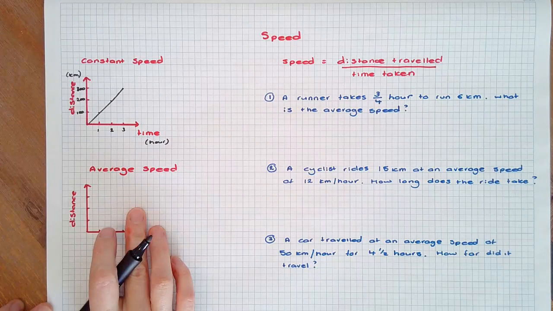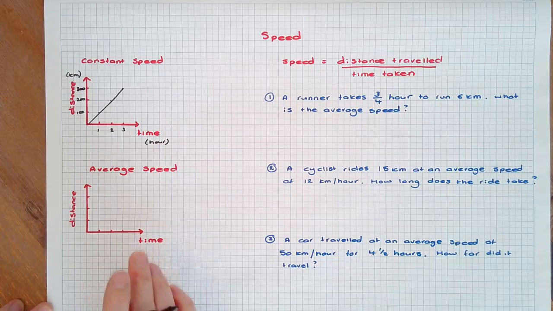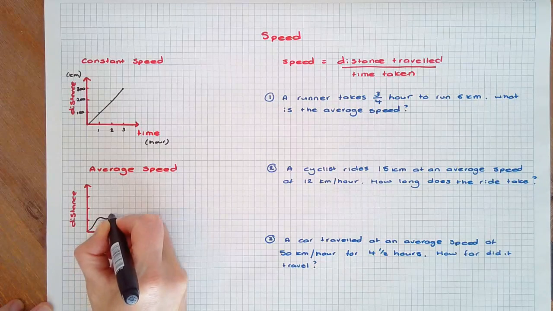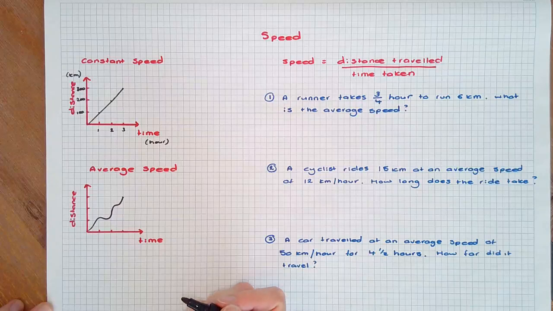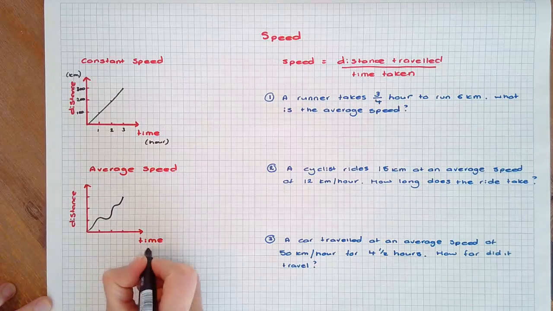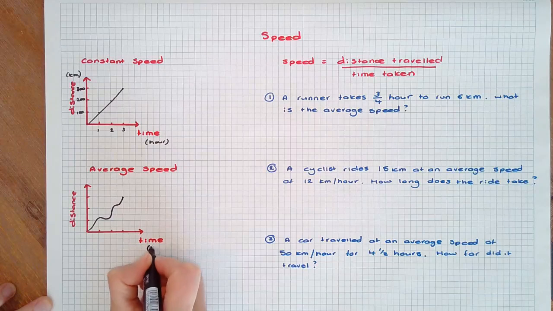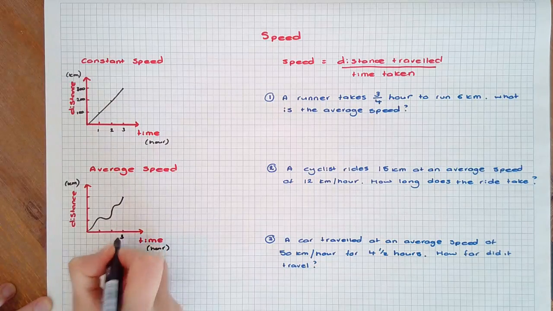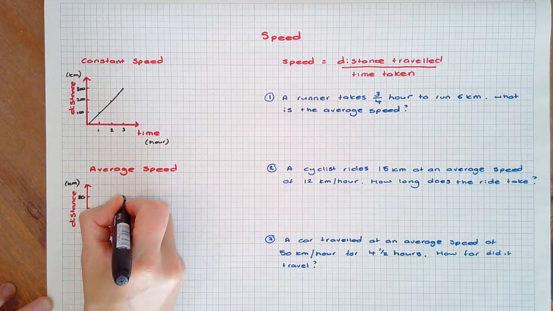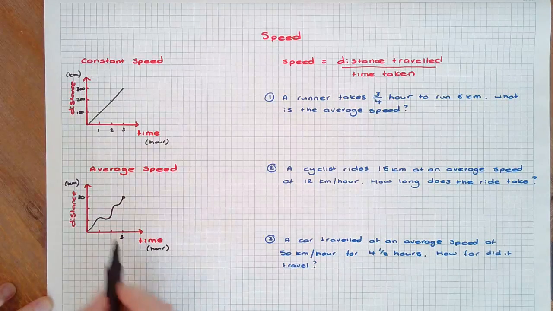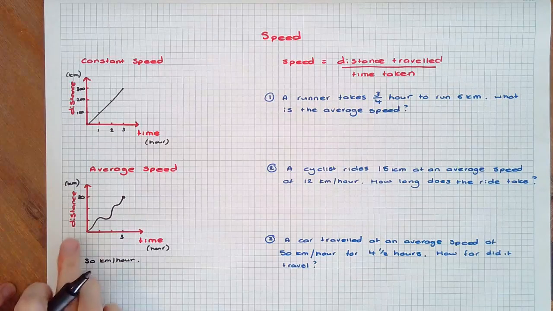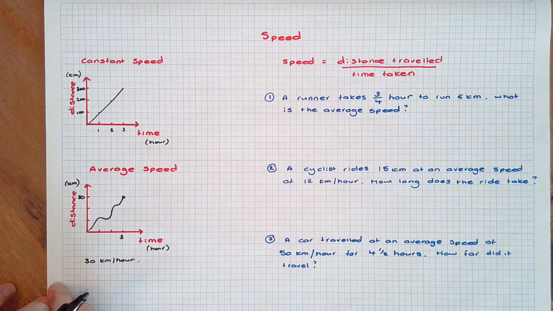Average speed. When we drive a car or ride a bike, it's unlikely that we'd travel at a constant speed. We'd speed up, slow down, or stop at traffic lights. So the graph could look something like this. Let's say time again is in hours and distance again is in kilometres. If we travelled a total of 30 kilometres in 3 hours, we would say our average speed is 30 kilometres per hour, even though we may have travelled a lot faster or a lot slower in that hour.